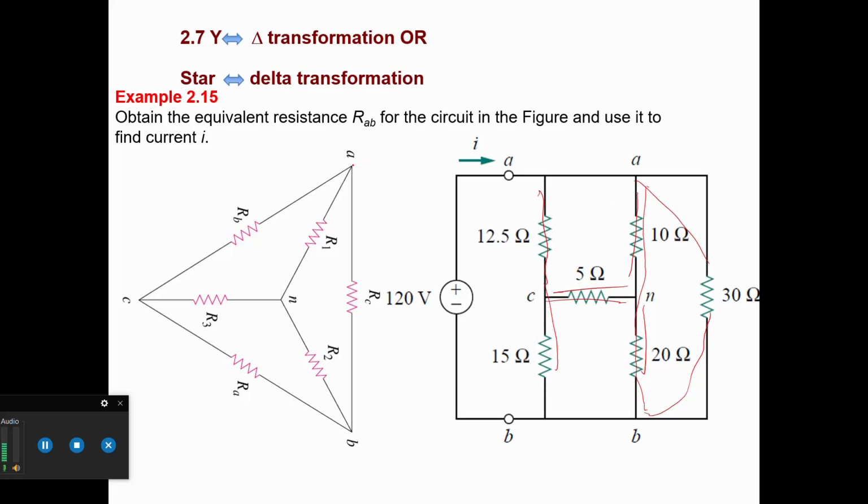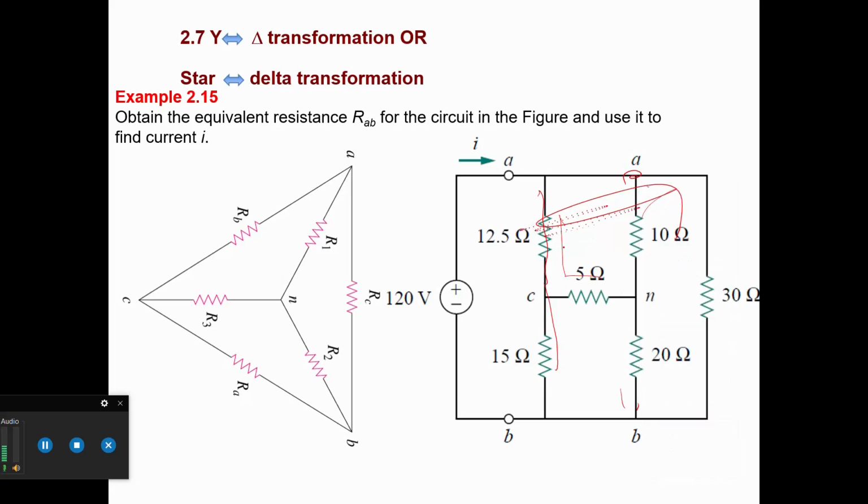Like we want to see this in this particular way: this point A, B, and C. You can see this is a Y network here. So what we'll do is try to convert this into a delta network and then solve it accordingly, because for now this is neither in series nor in parallel. This resistance is not in series with these two, and they are neither in parallel.